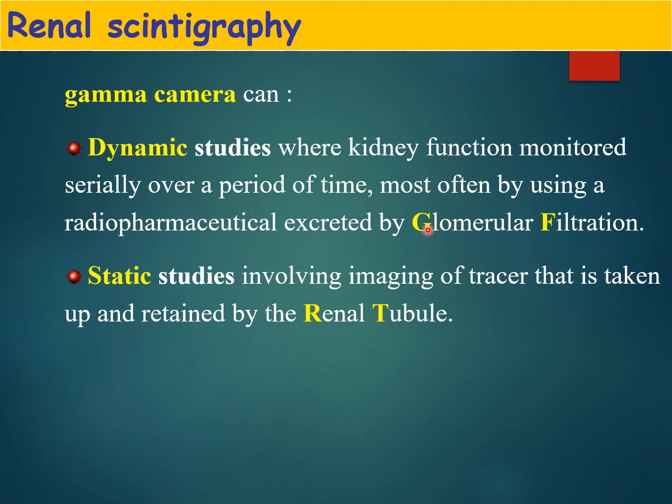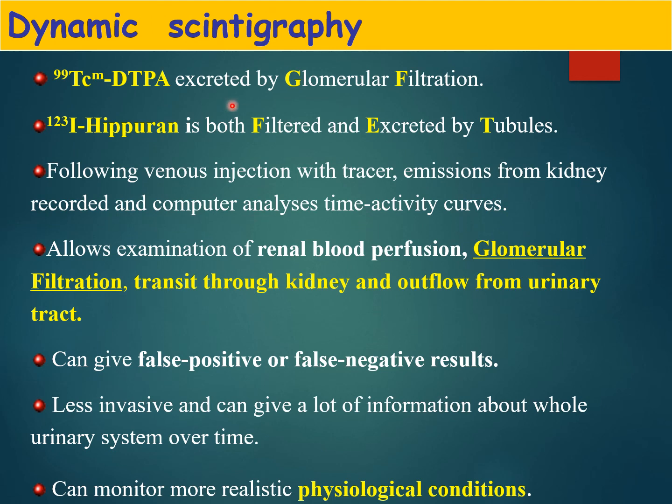We know each of those segments of the nephron does certain jobs, and the status of the function in each could be measured in a nice way. For the dynamic one, we use technetium 99 DTPA, which is excreted by glomerular filtrate, and some pictures are taken, and on that basis we could diagnose. If you remember, iodine-tagged 123I is both filtered and secreted by the tubules.